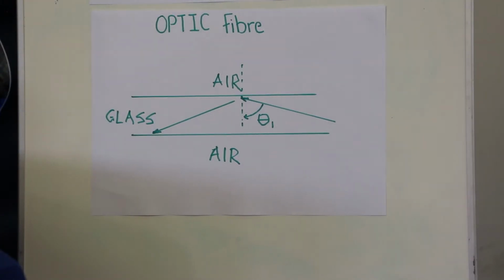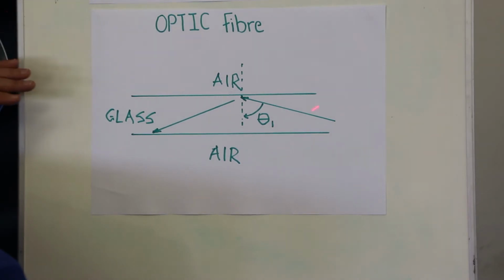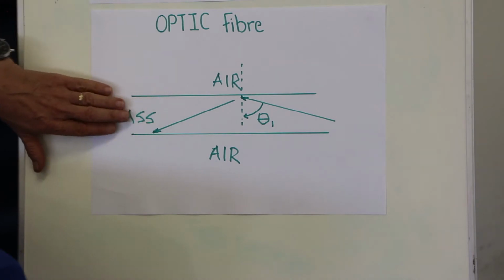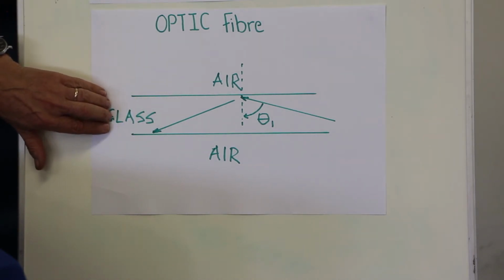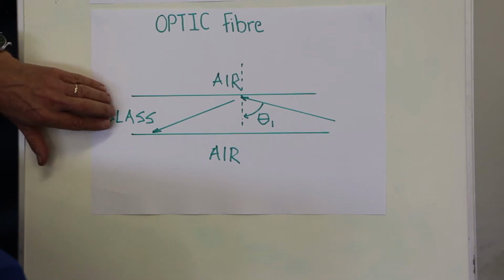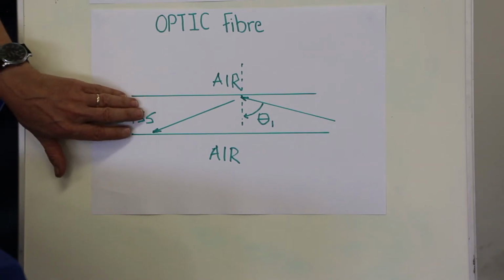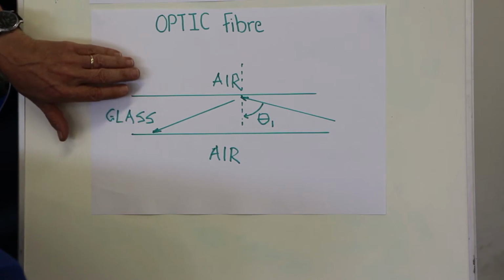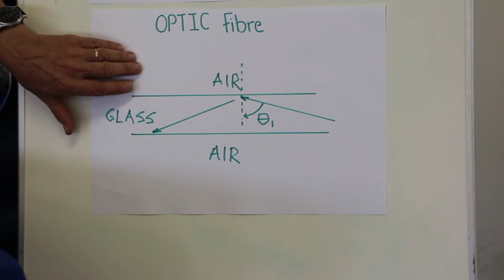Good. What we have done so far was to have an incidence from air into a more dense medium such as glass or plastic or water. It is more difficult to do the experiment to have the light source inside the denser medium and then look at the refractive angle in air.